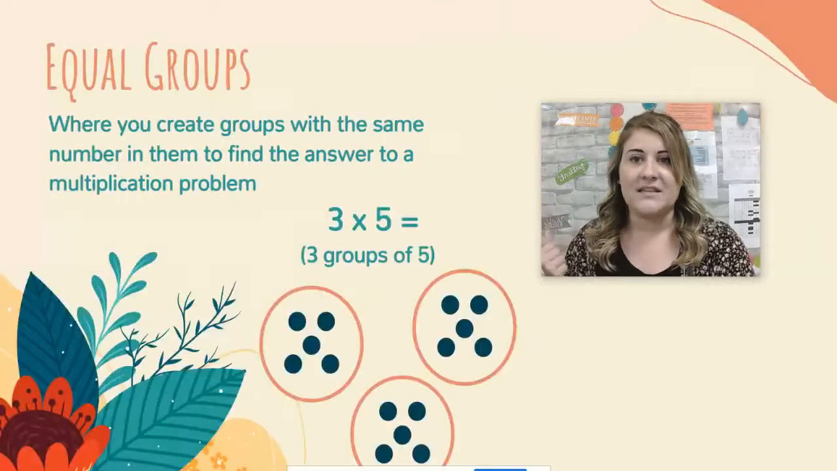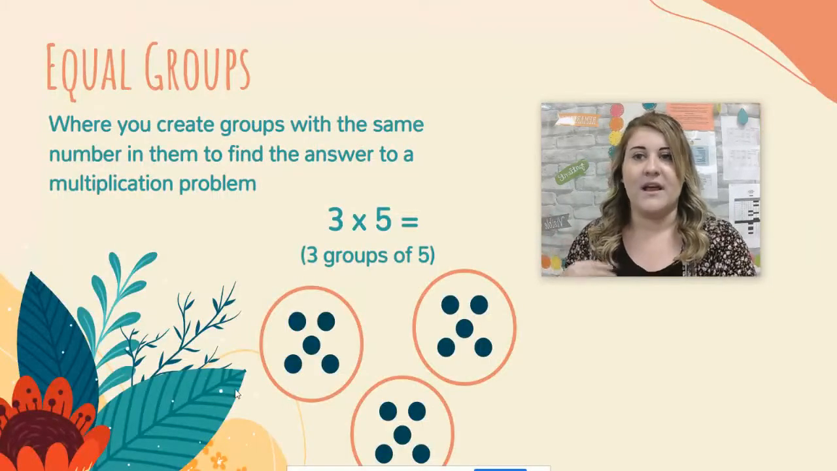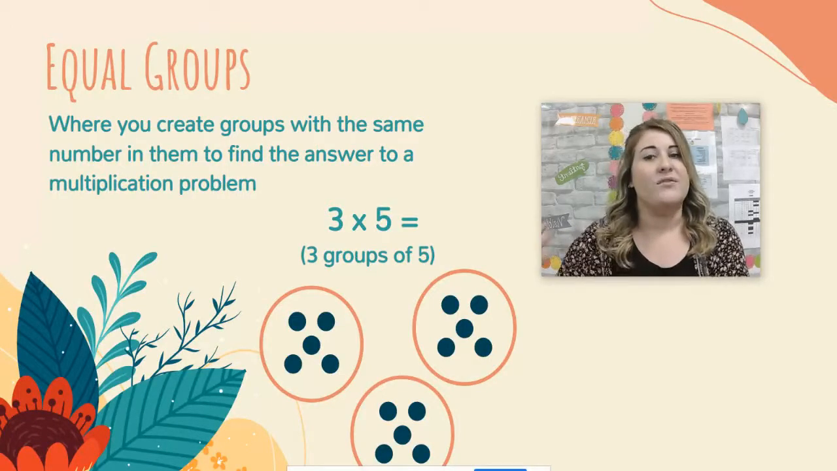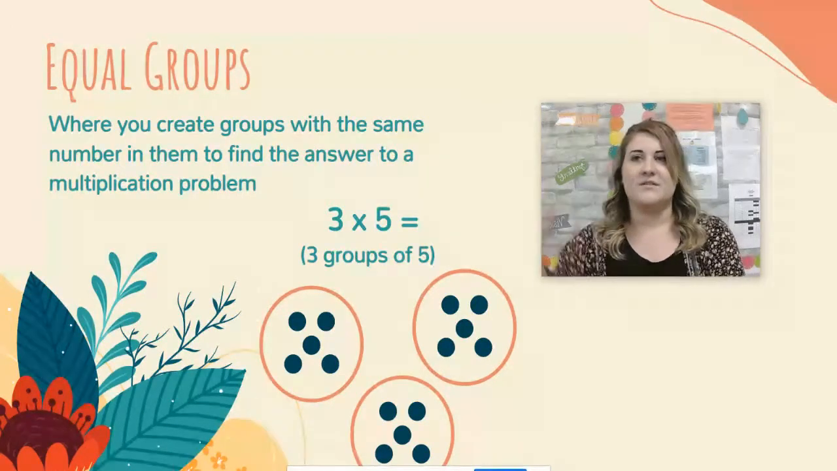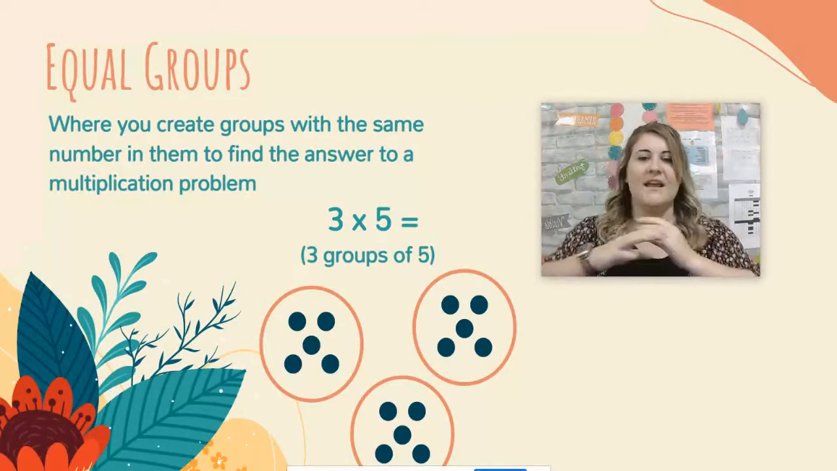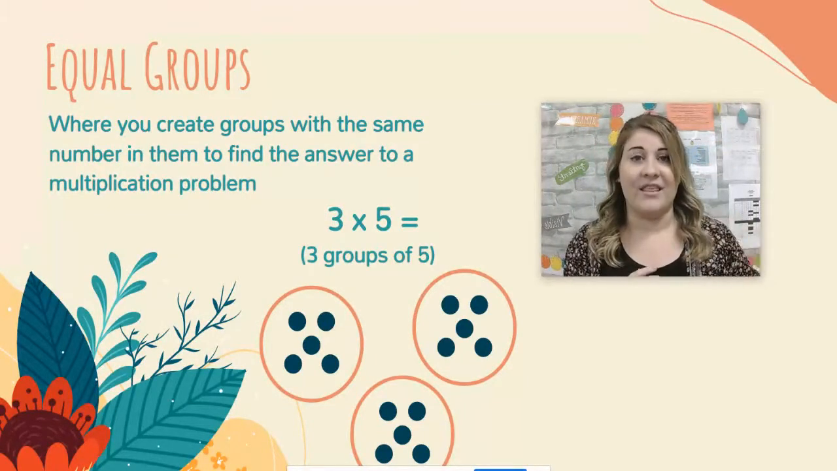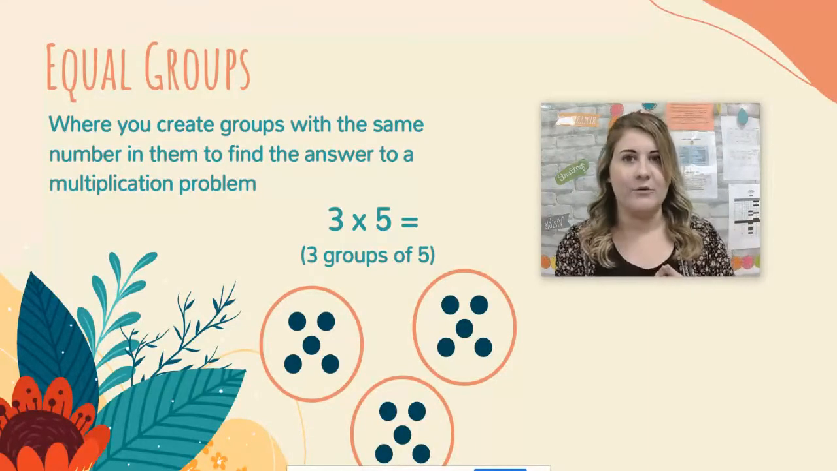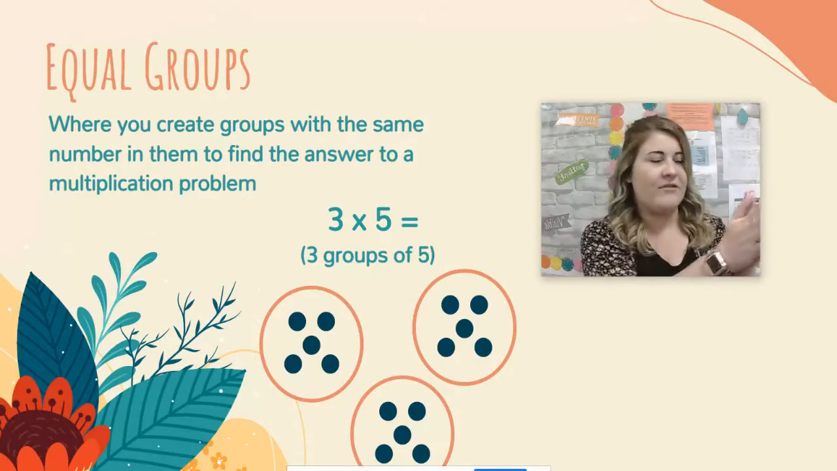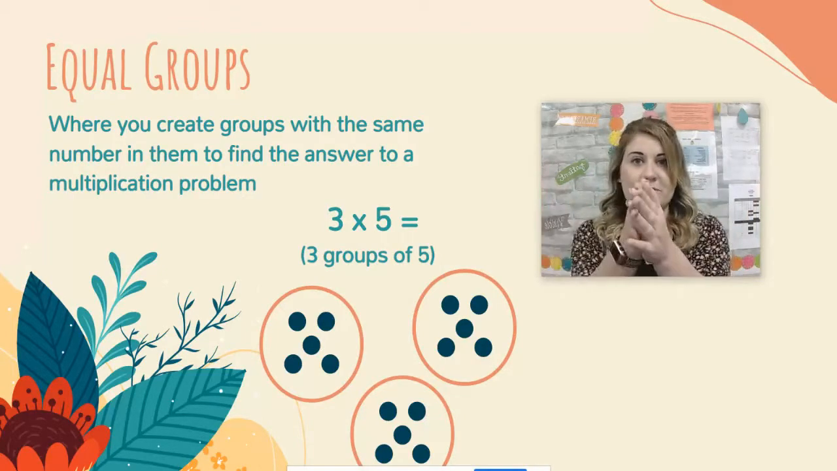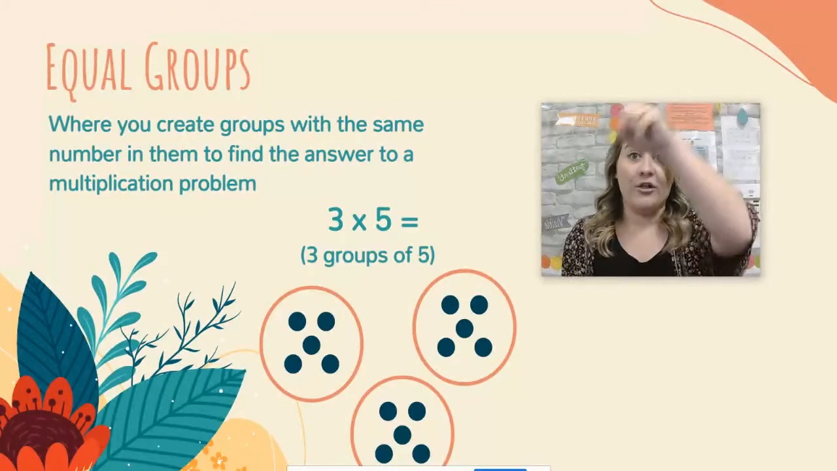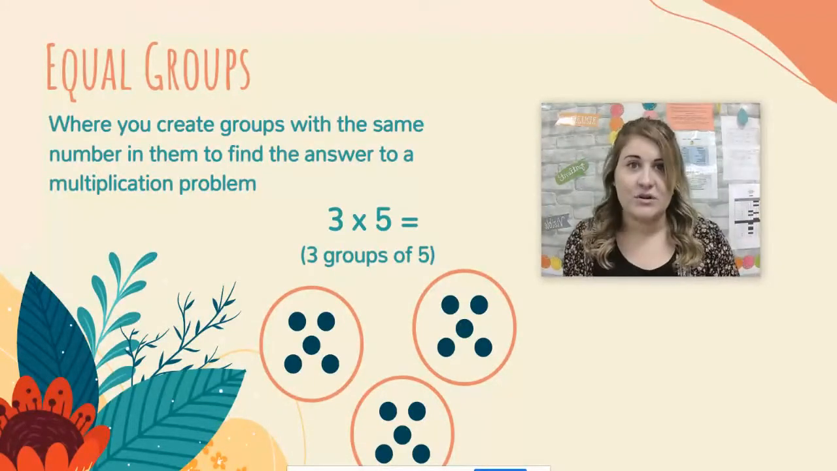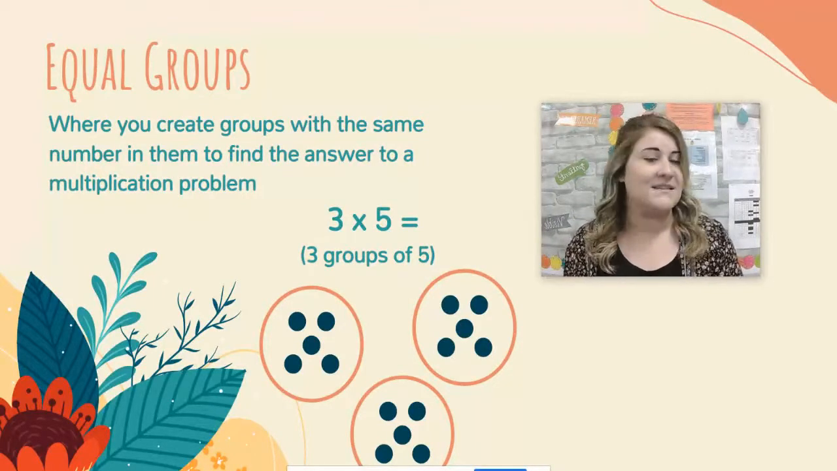So let's look at equal groups. An equal group is when you create groups with the same number in each group to find the answer to a multiplication problem. So that little times sign, that X there, is actually going to be able to say a lot of different things. First of all, it's going to be able to say groups of. So when we're talking about equal groups, instead of saying 3 times 5, we're going to say 3 groups of 5. That means I'm going to draw 3 groups, 3 circles, and put 5 in each group. And as you can see on my screen, that's exactly what I've done.